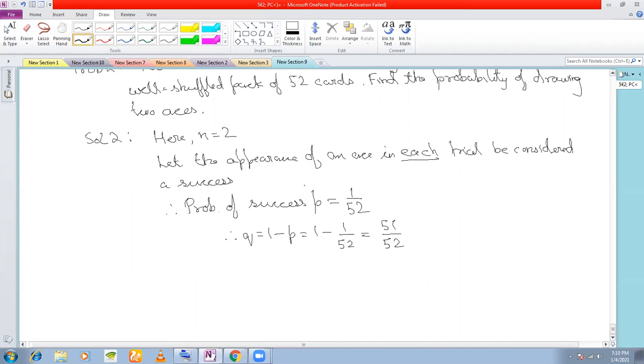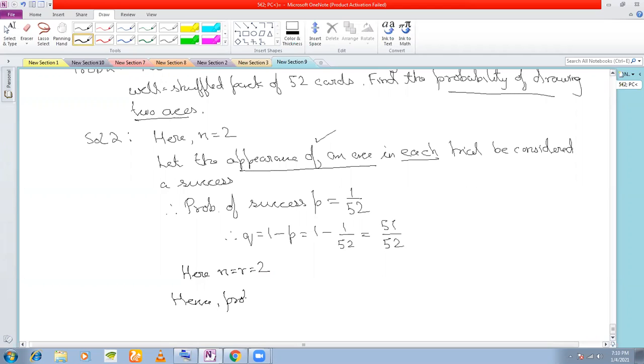Now, which one was our success? Appearance of an ace was a success, right? And what is the question? Probability of drawing two aces. That means the number of successes must also be two, because appearance of an ace is a success. We are drawing two aces, so there must be two successes. So here r must also be equal to 2. Here n is equal to r is equal to 2.